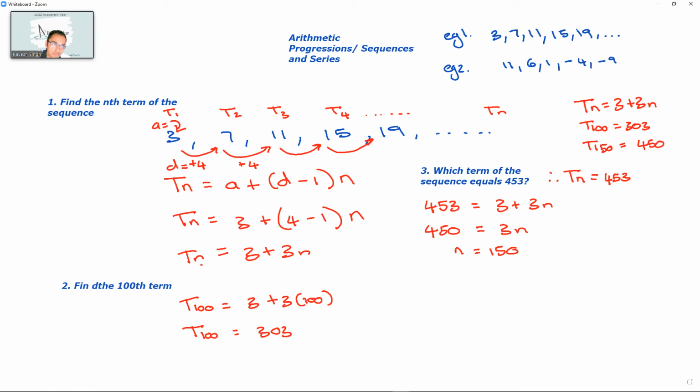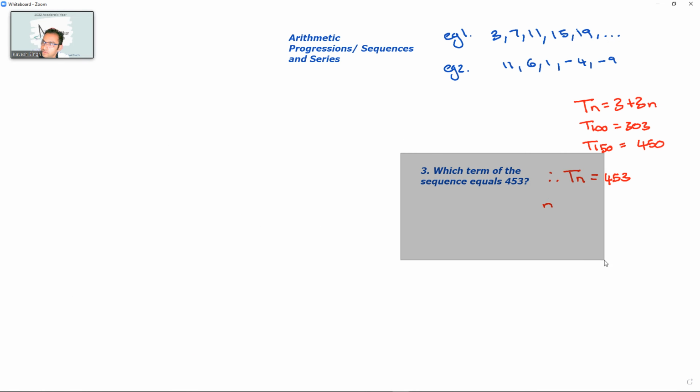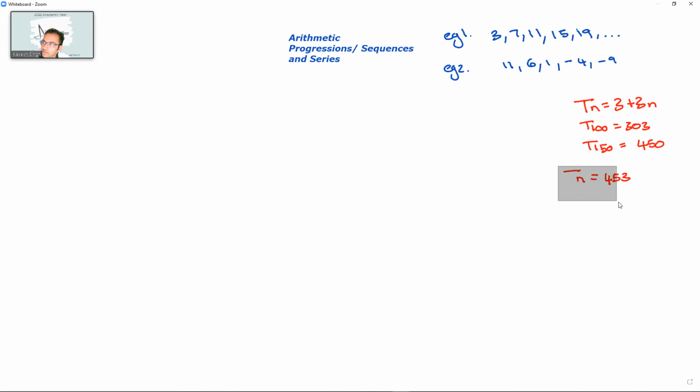And we go on to question number 4 now. Question number 4, they want us to find the sum of the terms. So they're saying, find the sum of the first 50 terms.